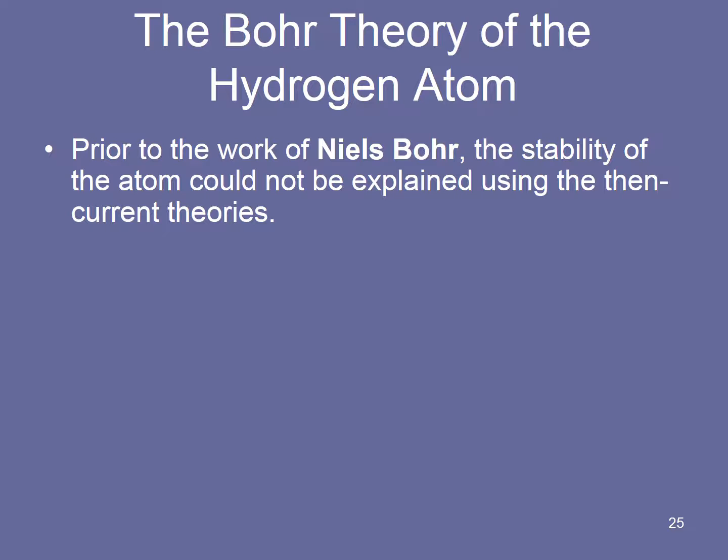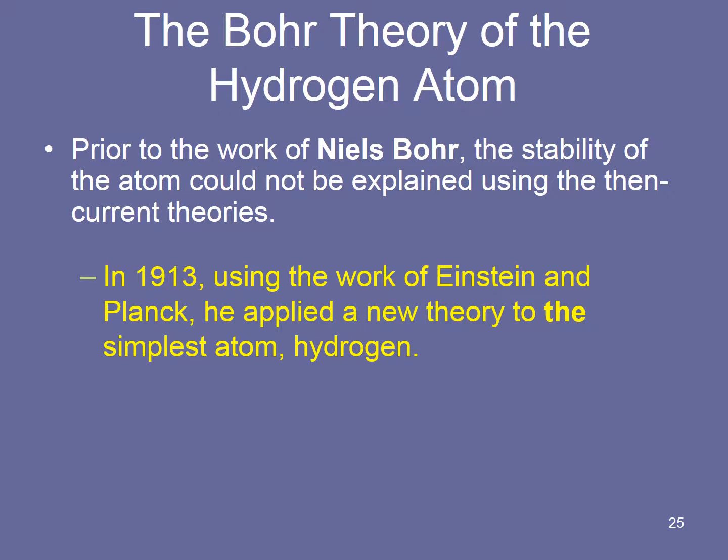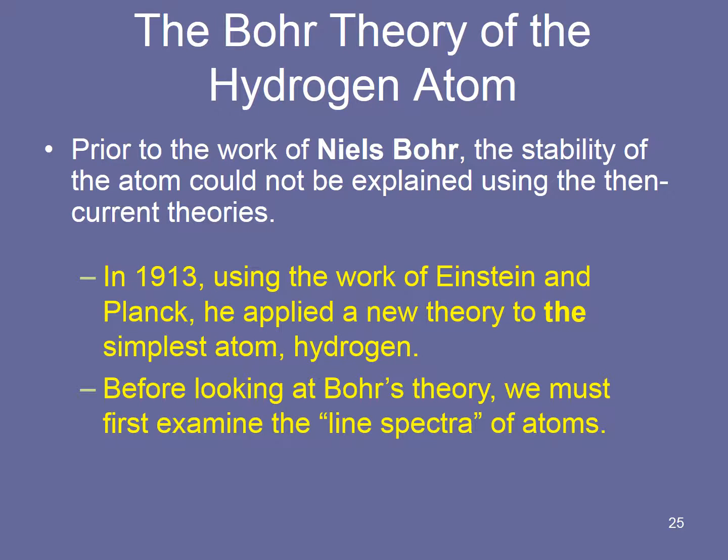Okay, so Niels Bohr actually took some of this information that we just learned and applied it to the hydrogen atom, because obviously a hydrogen atom only has one electron, so it's going to be the simplest atom and the easiest to explain. Okay, so before we do that, let's look at the line spectrum of atoms.